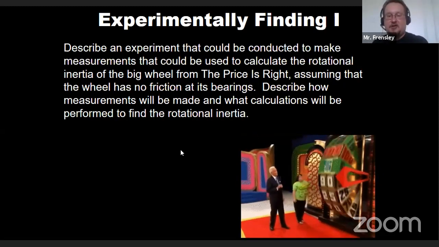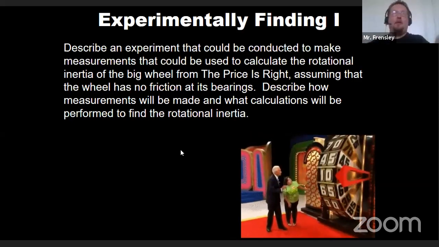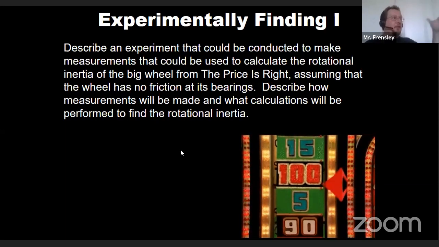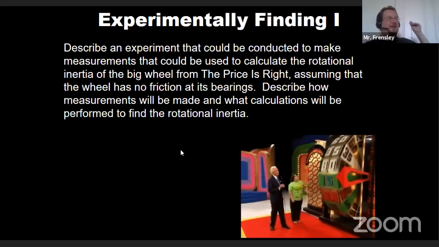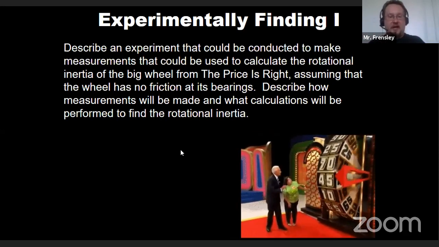Obviously, the bearings have to have friction, or else Bob Barker or Drew Carey and the contestant would just stand there forever, and the wheel would just keep rotating and never stop, right? But let's pretend with no friction, this is the wheel from The Price is Right, and you're going to use anything that you've seen in your classroom to do an experiment to measure the rotational inertia of the wheel.